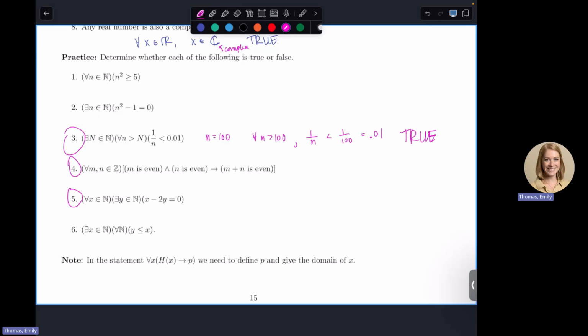Number 4, that's the integers again. So for all integers m and n, if they are both even, then their sum is even. This is true, and we're going to prove it later. Like maybe next week.